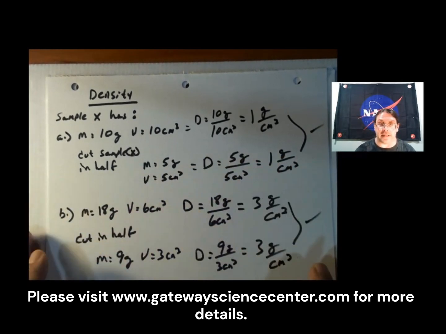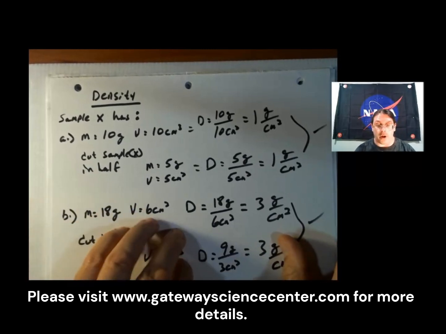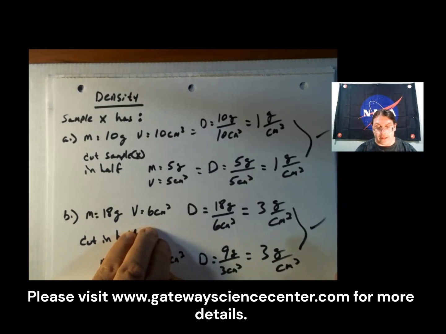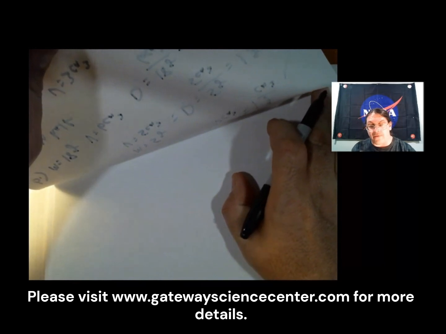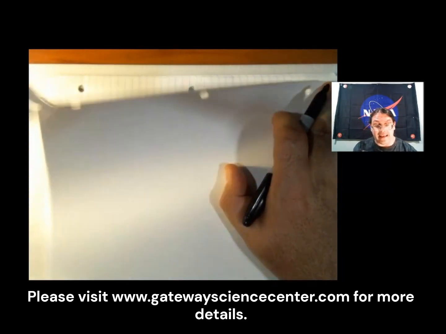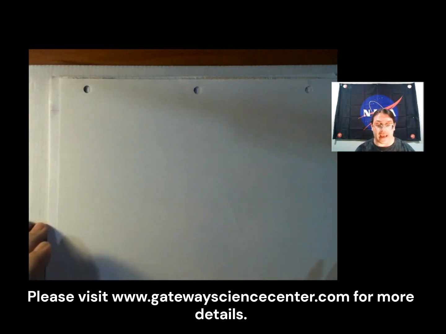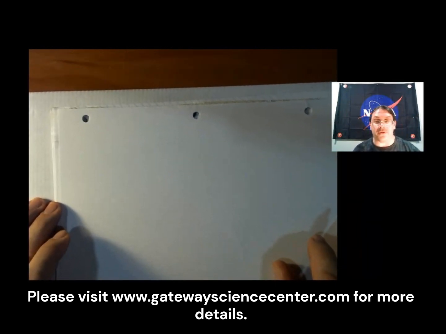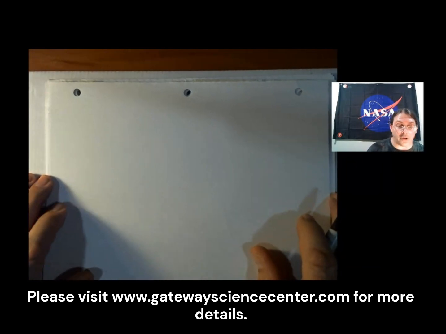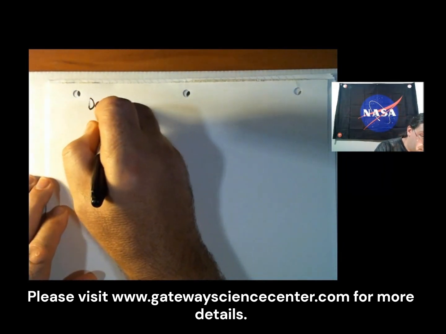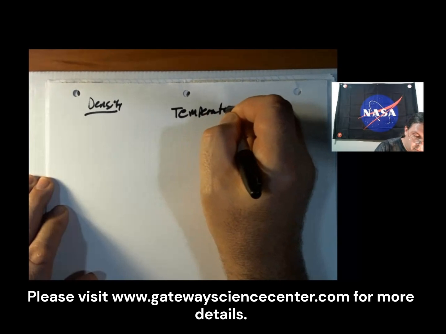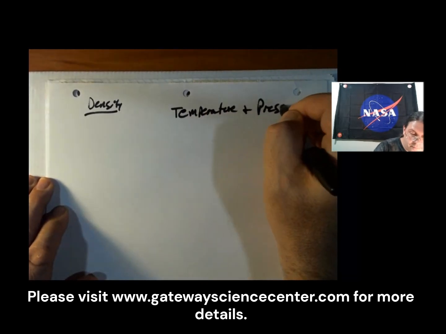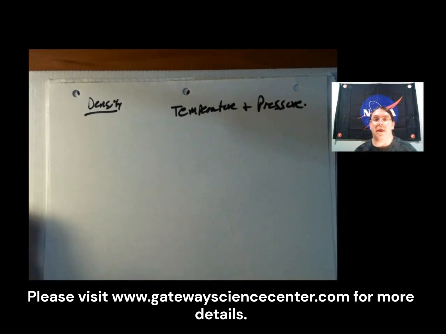So that's a nice little example. But the problem is, and it goes back to what I was saying before, can I influence density change? Can I cause a material to have a density change? And the answer is yes, I can. The two influences that we're going to look at are temperature and pressure. And how does that influence a change?